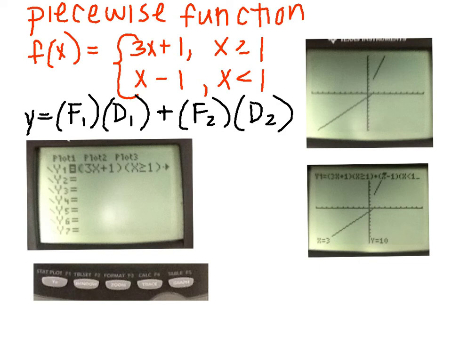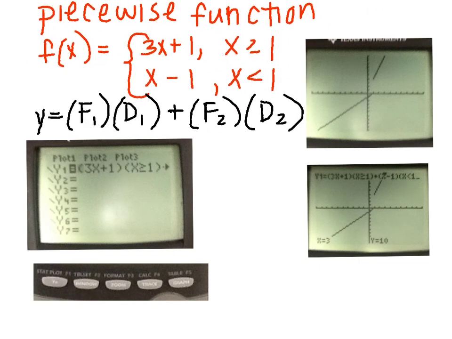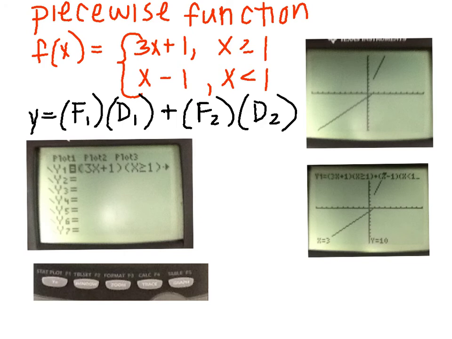The very final thing I want to talk about is how we graph a piecewise function. This is what we talked about in class this week. The way that I graph a piecewise function, it is f of x equals, and here are my two different pieces. Remember, f of x equals 3x plus 1 when x is greater than or equal to 1. f of x equals x minus 1 when x is less than 1.